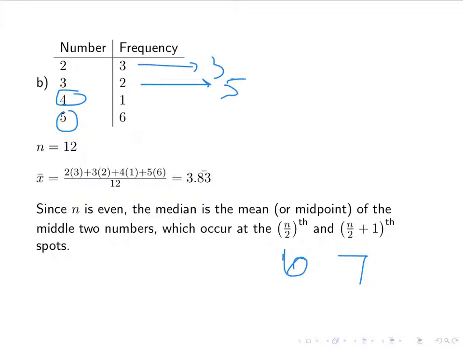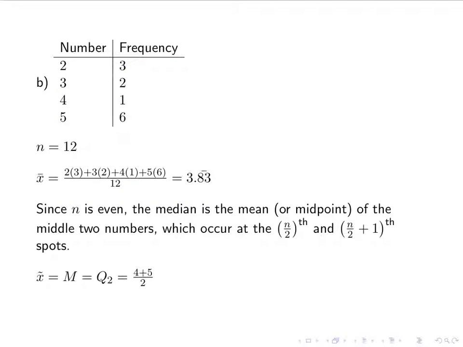So in order to find the median, I'm going to take the average of 4 and 5. And again, I'm just counting. I've got 3 here, I've got 3 here, another 2, that's 5, plus 1 is 6, and then again, one of those 6 5's is my 7th. So the median, however you want to label it, is again the mean or the midpoint of 4 and 5, my 6th and 7th values, which gives me 4.5.